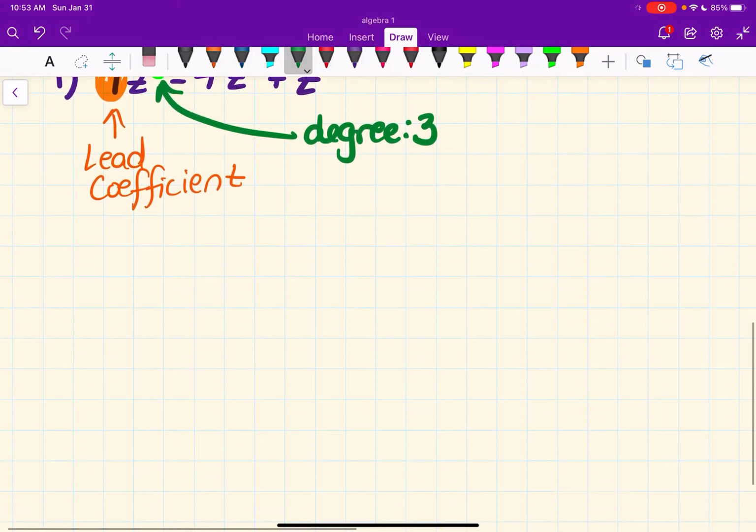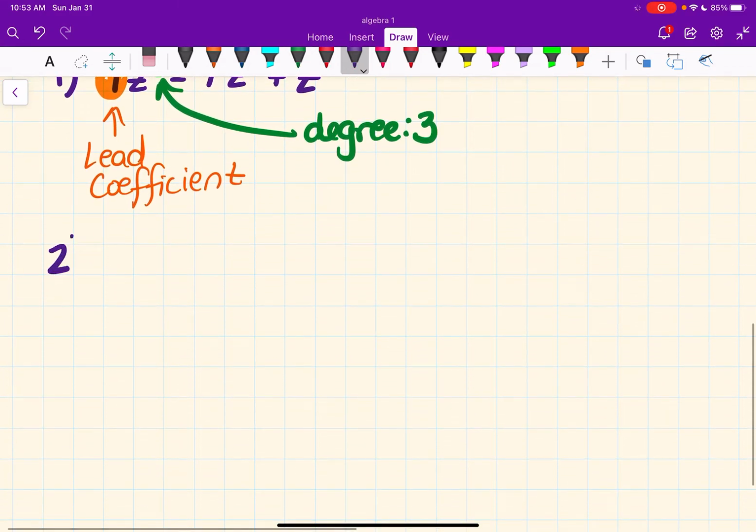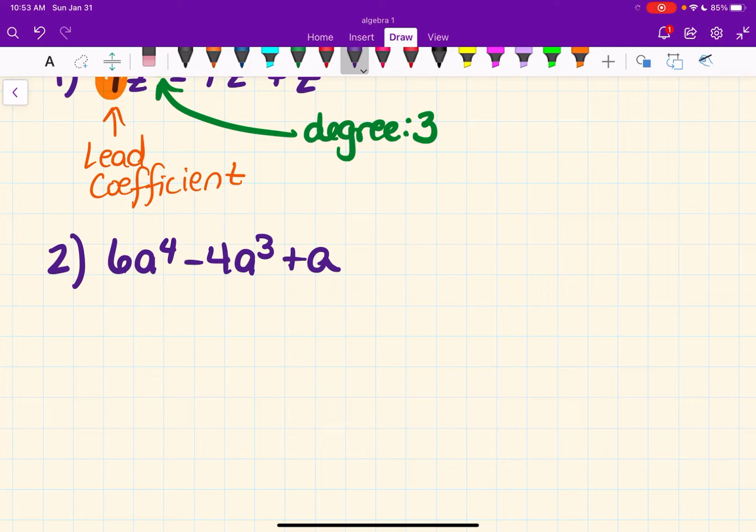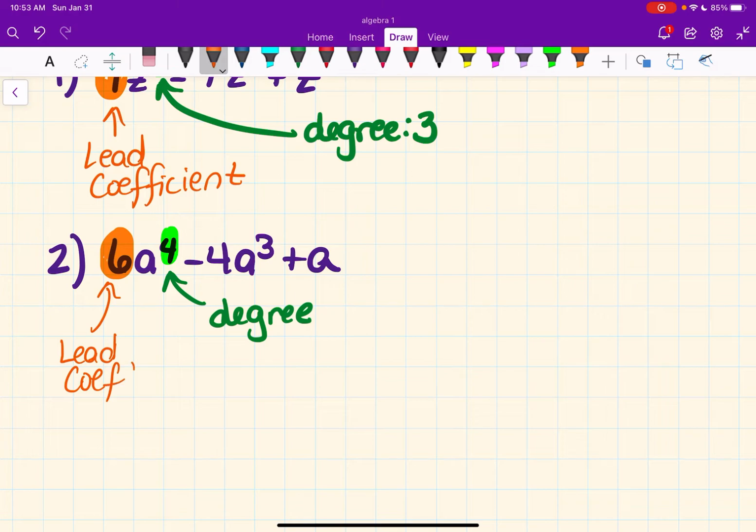Okay? Let's look at number 2. 6a to the fourth minus 4a to the third plus a. Well, what's the biggest exponent? The biggest exponent is 4. That's the degree. Once you know the biggest exponent, whatever number is in the front is your lead coefficient. So in this case, it's 6. So that's your lead coefficient. 4 is also a coefficient, and in front of that a is a 1, and so that has a coefficient of 1, but it's not the lead coefficient.